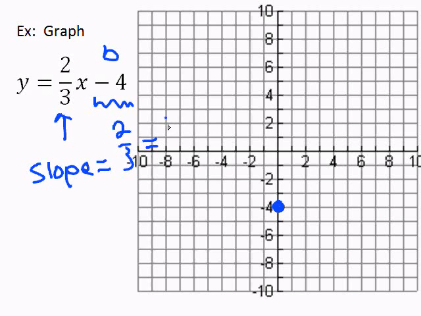2 stands for our rise, and since it's a positive 2, we're going to go up 2. Our run, which is a positive 3, means we're going to go to the right 3. But up 2 and right 3 from where? The steps tell us that we're going to start from the y-intercept, and we're going to go up 1, 2, and over 1, 2, 3. That's going to give us a second point on our line.